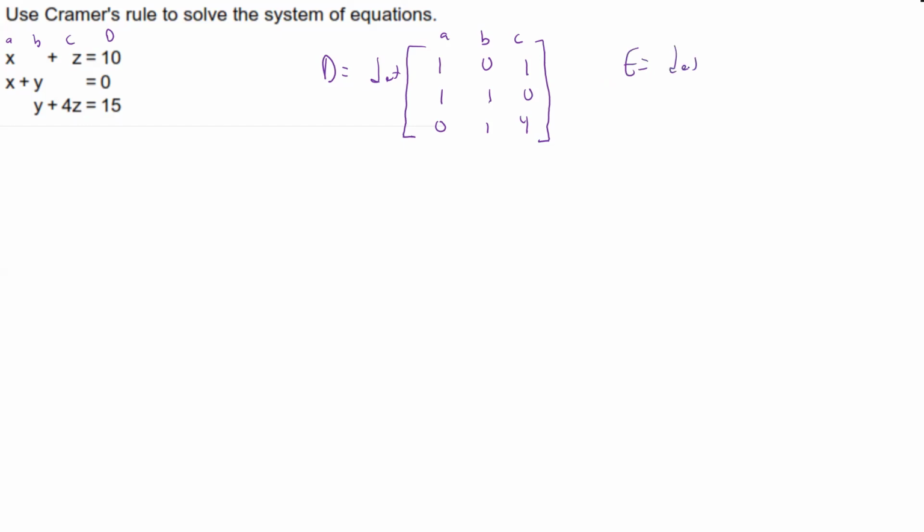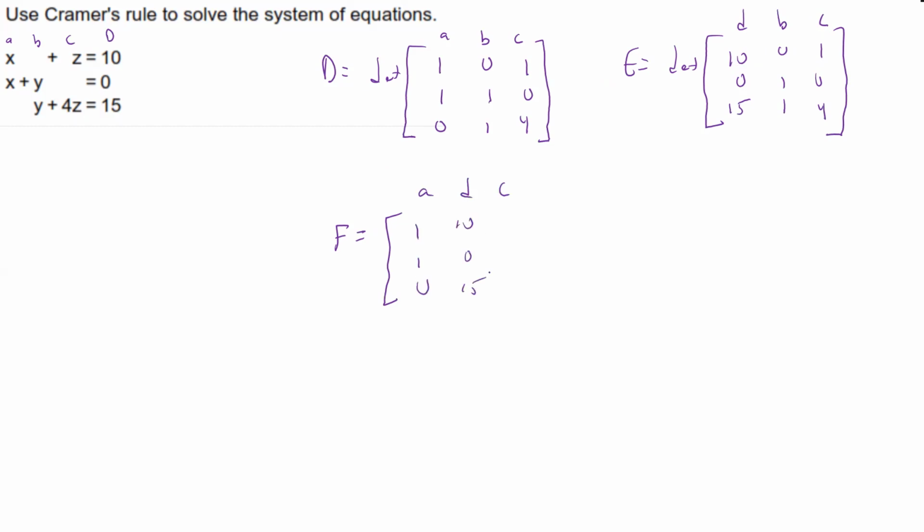Now E equals the determinant of, now this one is D, B, C. So D is going to be 10, 0, 15. B is 0, 1, 1, and C is 1, 0, 4. Pretty quick. Now F, we have to know, is going to be what? Well, this one's A, D, C. So A is going to be 1, 1, 0. D is the 10, 0, 15. And C is the 1, 0, 4.